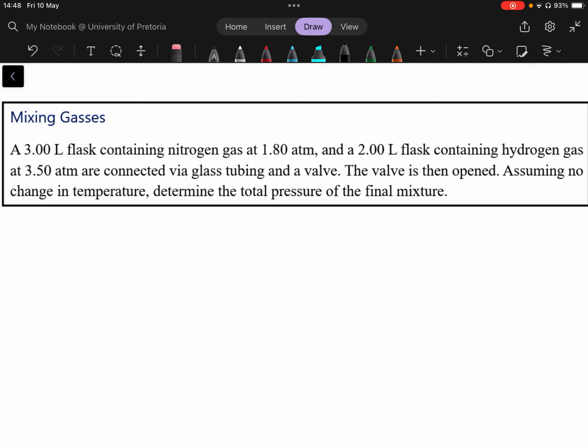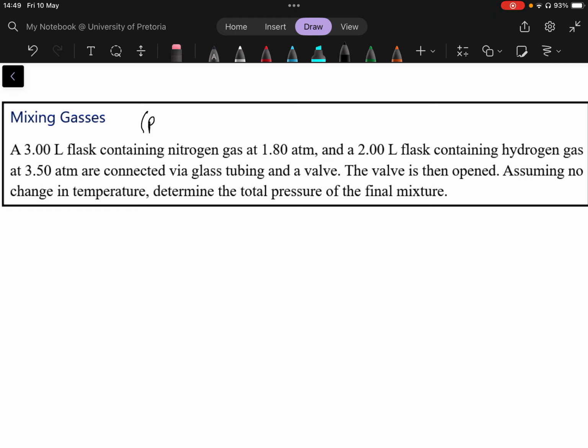Okay, so in this specific example, we're told we have a flask containing nitrogen gas, a certain volume and pressure, and a flask containing hydrogen gas, a certain volume and pressure. These two flasks are connected by a valve, and the valve is then opened, and we can assume that there is no change in the temperature, and also no change in the amount of the individual gases. And then we're asked to determine the total final pressure of the final mixture.